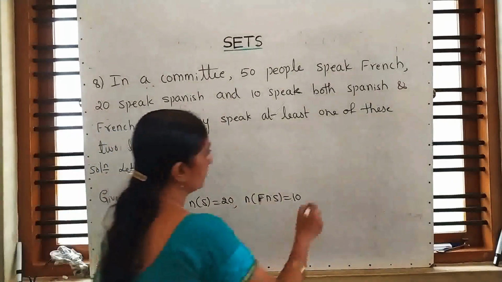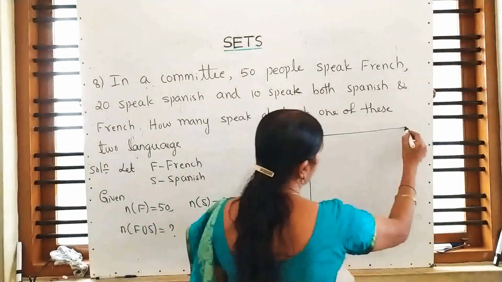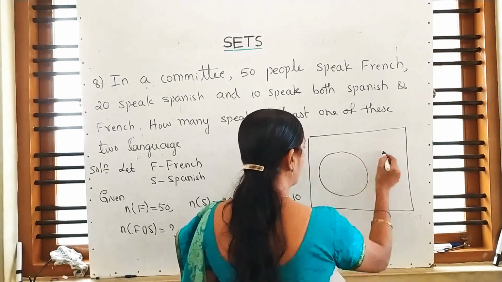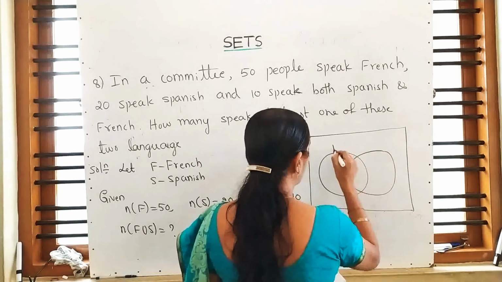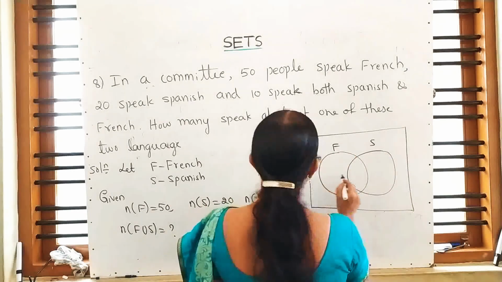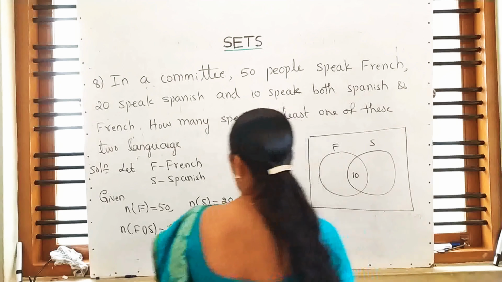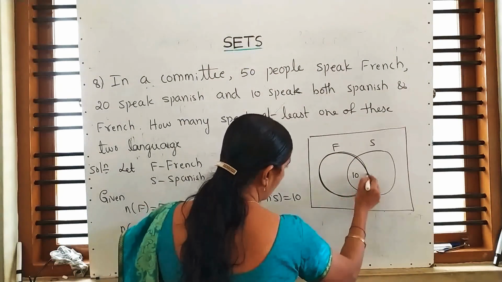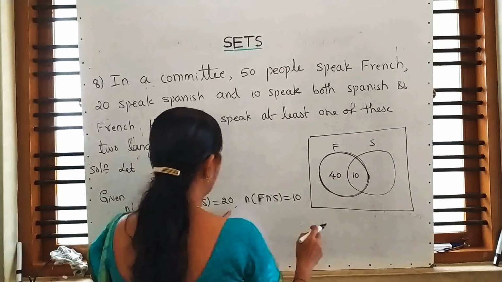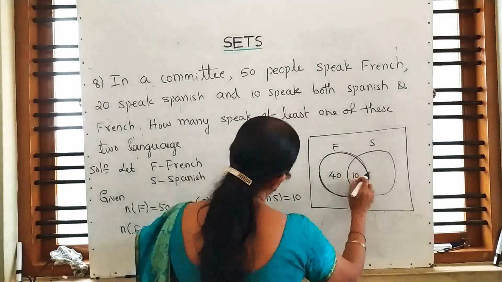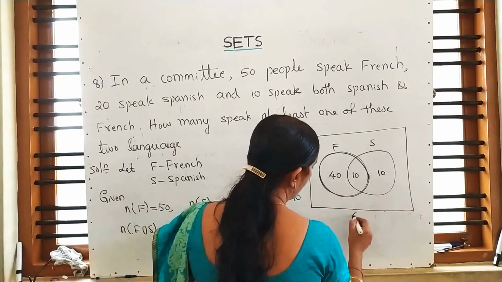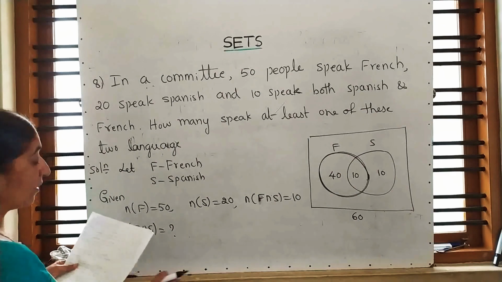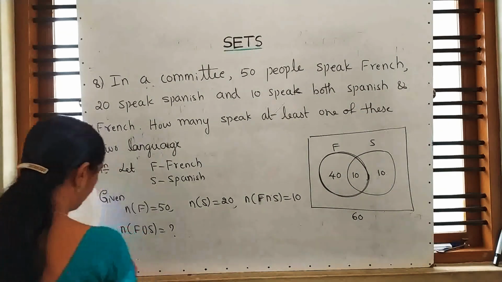See in the figure. This is the people who speak French. This is the people who speak Spanish. Common is how much? 10. French is 50. Already 10 comes here because this is a total figure. 10 is there means this is 40. And here it is Spanish, which means 20. Already we took 10 here, another 10. Total how much is it? Total 60. The number of people who speak at least one of these languages is 60. Correct or what?